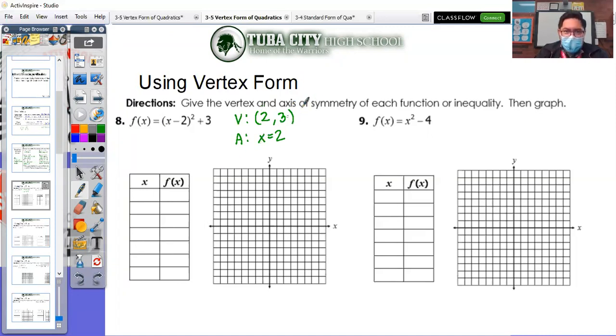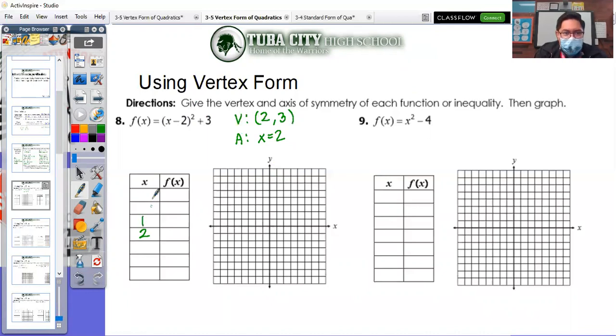So the old way we would have done this is to put -b over 2a, and that's how we would find the middle. That's how we would find the axis of symmetry. But since it's in vertex form, it's going to be much easier. We just have to look at this number right here, and then take the opposite of it. Take that number and put it in the table so that way it's in the middle.